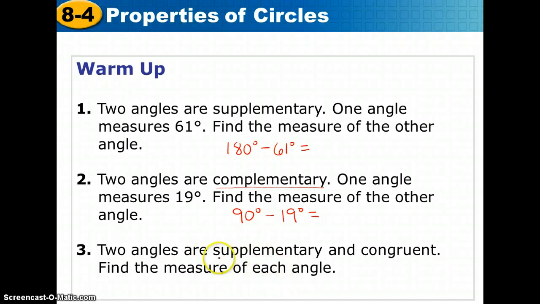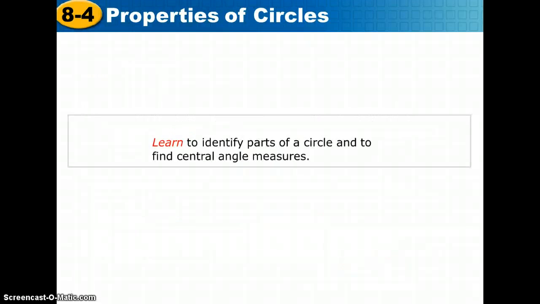And a little tricky one here, we want angles that are supplementary and congruent. Well, we remember that congruent means equal. So supplementary is a flat line, and if they are equal, I would have to cut it in half. So each of my angles would be what? Let's see if you're right. 119, 71, and 90 degrees for each.